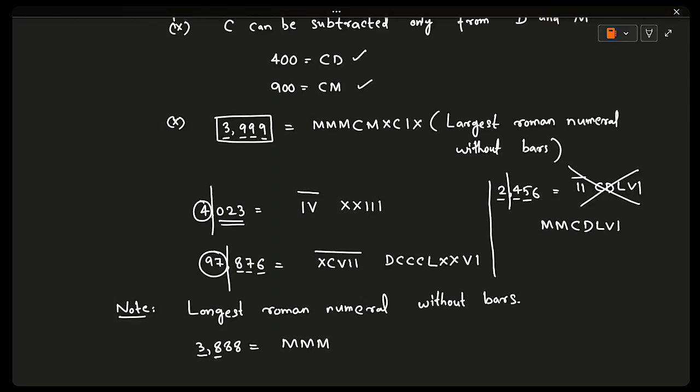8 place value is 800. DCCC. 8 place value is 80. LXXX. 8 place value is 8, VIII. So you can see how many digits are there. 1, 2, 3, 4, 5, 6, 7, 8, 9, 10, 11, 12, 13, 14, 15. So 15 digits are used. This is the longest Roman numeral that we are writing. Okay, it is having 15 digits. So these are all the rules related to Roman system.